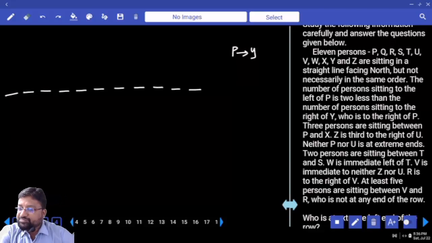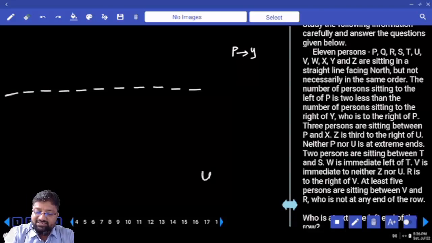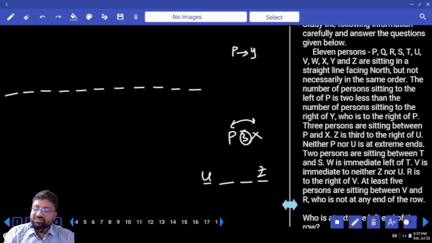Next line. 3 persons are sitting between P and X. Z sits third to the right of U. 3 people between P and X. Done? Next. Neither P nor U sits at the extreme ends of the line.